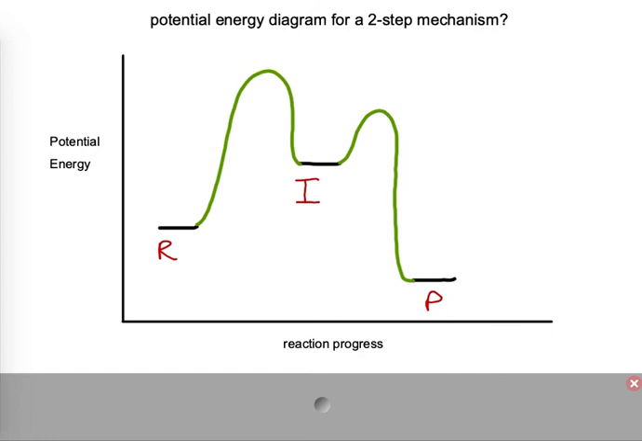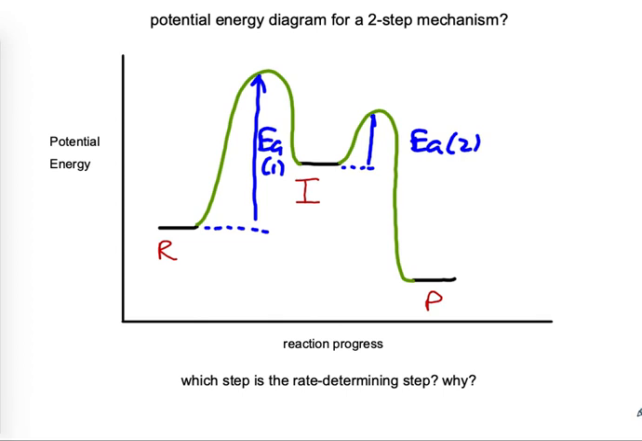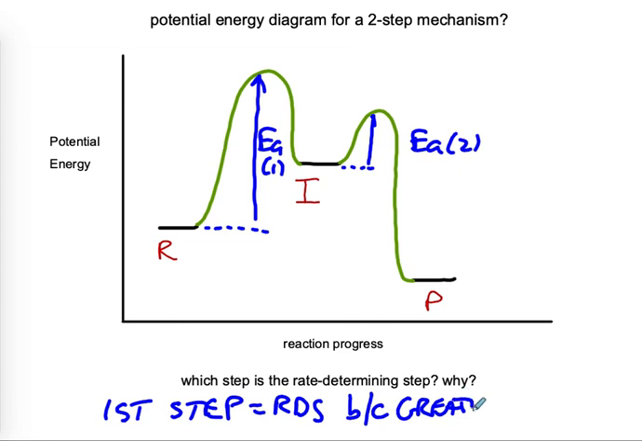So here is the activation energy for the first step, EA1. Here is the activation energy for the second step. So the question arises, which step is the rate determining step and why? Well, if you think about it, you'll realize that the smaller the activation energy, the greater the rate constant, and correspondingly, the greater the activation energy, the smaller the rate constant. So the first step must be the rate determining step, and that is because it has a greater activation energy.